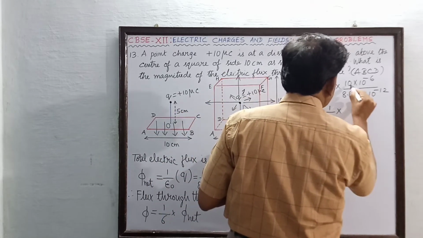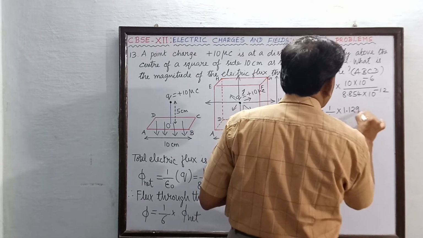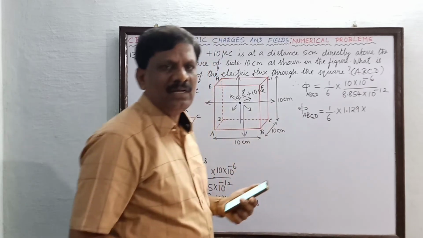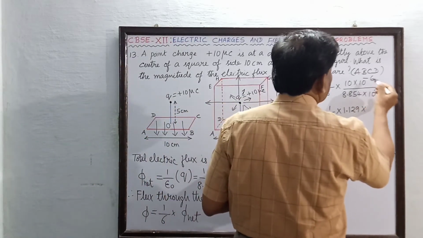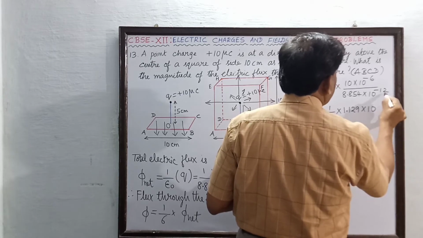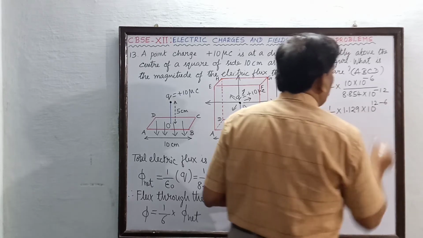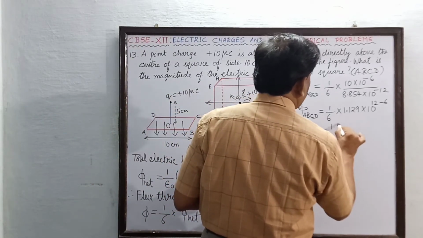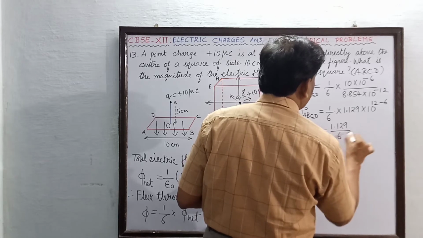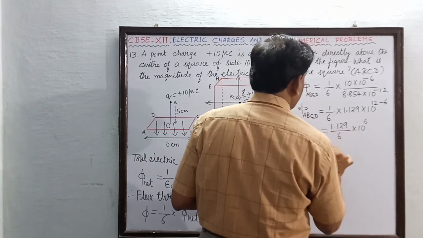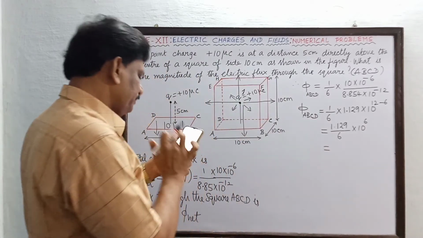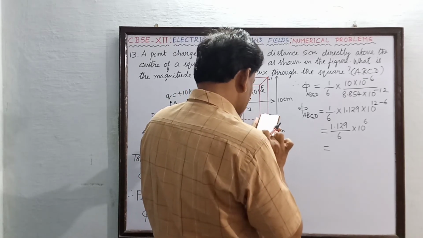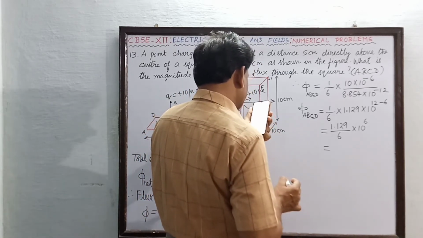So this ratio is 1.129 into 10 power minus 12, which comes to the numerator as 10 power plus 12. So this is minus 6, and the remaining power is 10 power 12 minus 6, that is 10 power 6. So this is now equal to 1.129 divided by 6 into 10 power 6. Once again I am going to divide this 1.129 by 6, so this is 0.188.